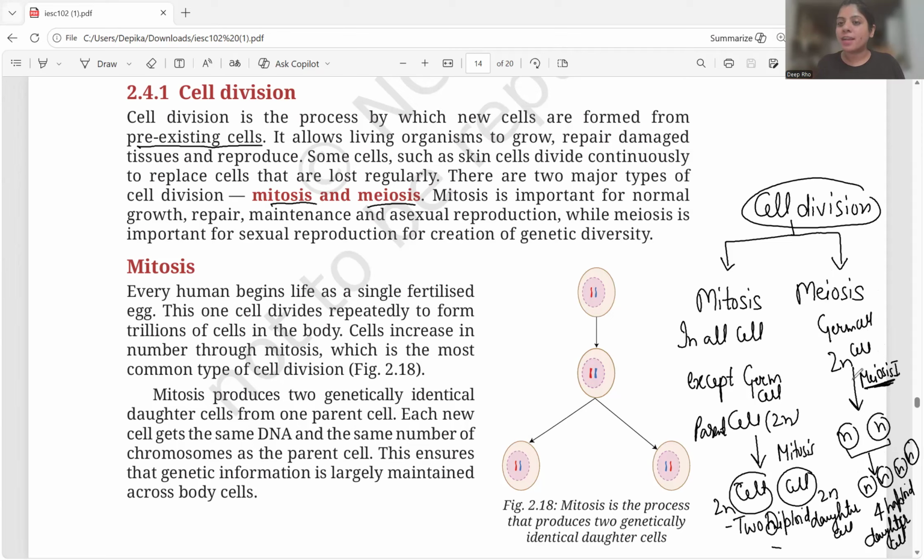Initially, which is the parent cell? Diploid. The daughter cells are 4 haploid. You are going to see that the chromosome number is half. So this is called reductional division. Whereas in mitosis, as the chromosome number is maintained, 2n, 2n, it is called equational division.